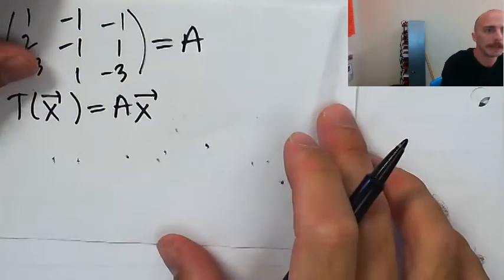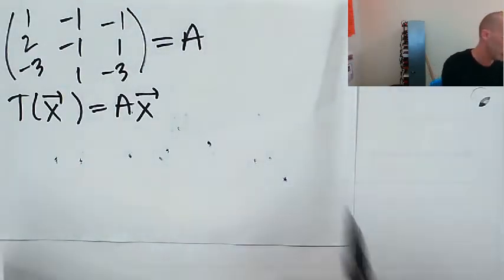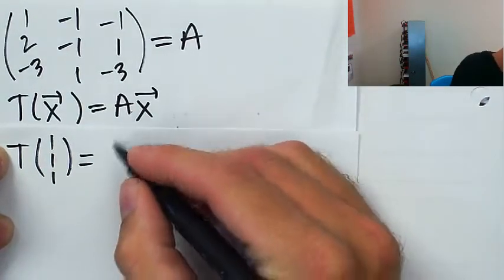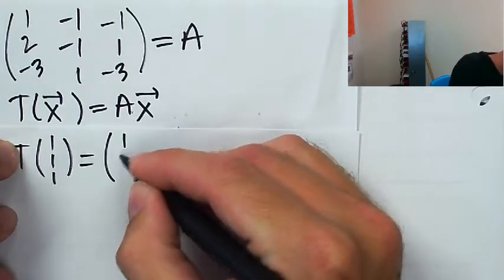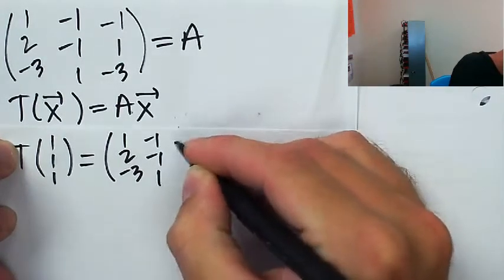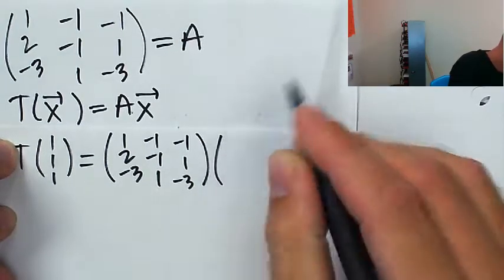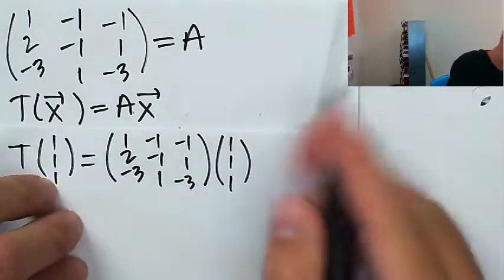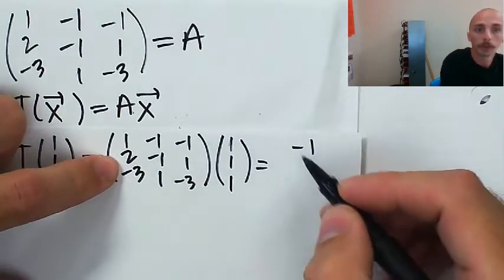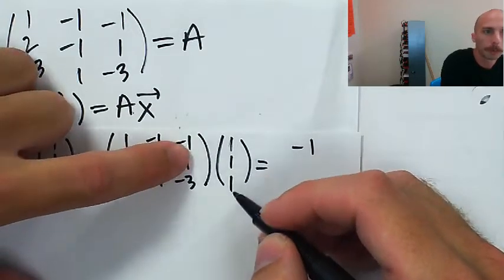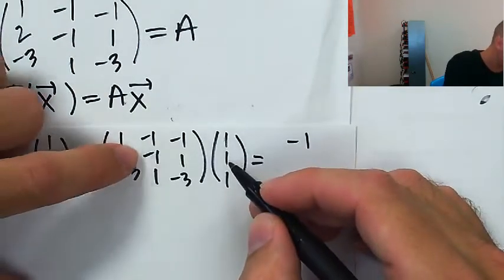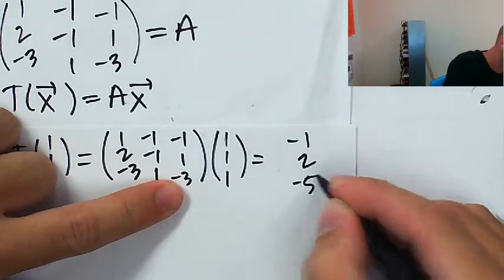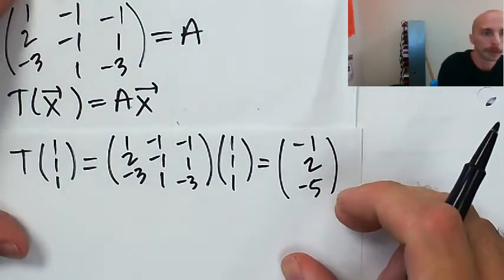Part a is: find T of (1, 1, 1). That should be easy enough. T of (1, 1, 1) is going to be A times (1, 1, 1), and we know how to do matrix multiplication. That's going to be 1 minus 1 is 0, minus 1 is -1. Then I'll move it down: 2 minus 1 is 1, plus 2, so 2. And then -3, -2, -5. That's easy enough, we just do the matrix multiplication, right?